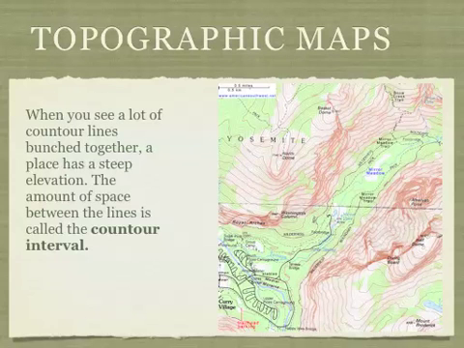Now, let's look a little more closely here at these contour lines. When you see a lot of contour lines bunched together, a place has a steep elevation. That means it's very tall very quickly. The amount of space between the lines is called the contour interval. So let's look at these contour intervals.